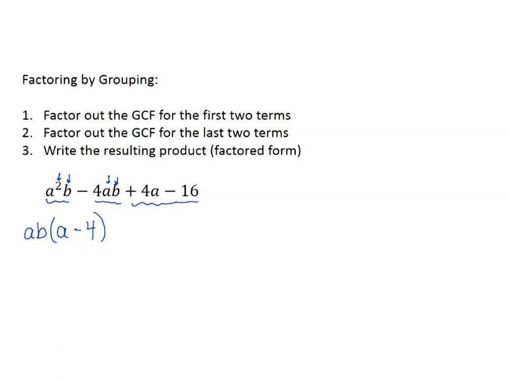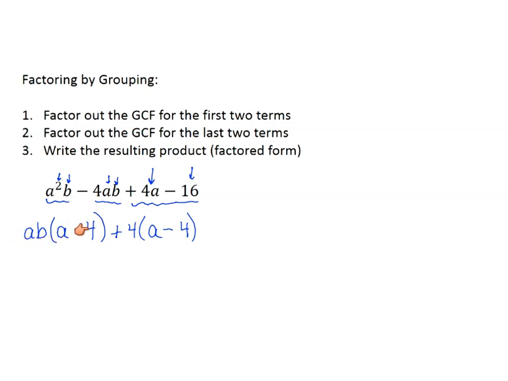Now we look at the last 2 terms. I can factor out a 4. That's all. So I factor out a 4, and I'm left here with just an a. And here I'd be left with minus 4. Now you might notice that what we were left with both times is the same.